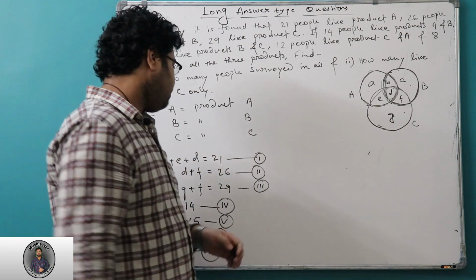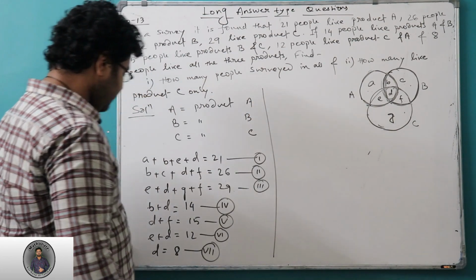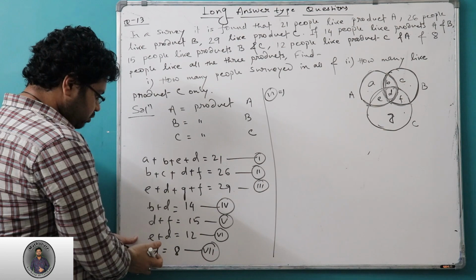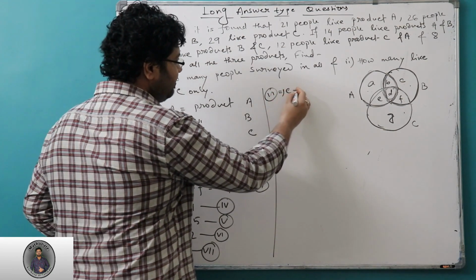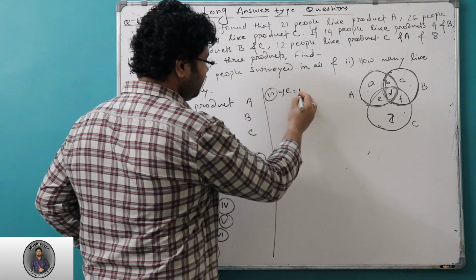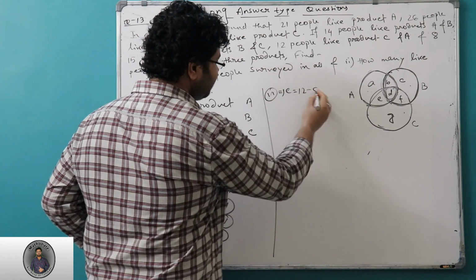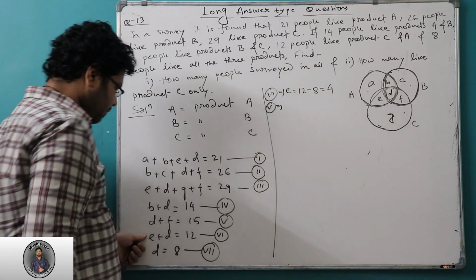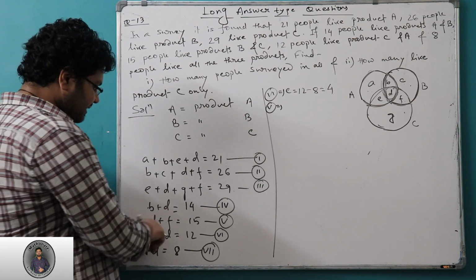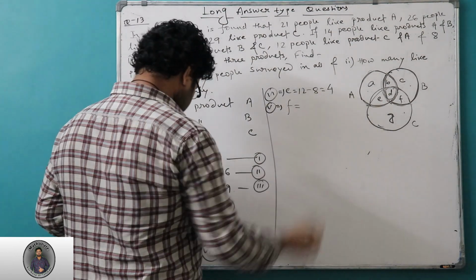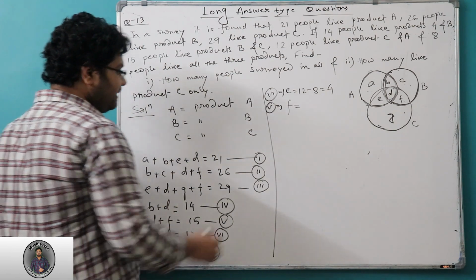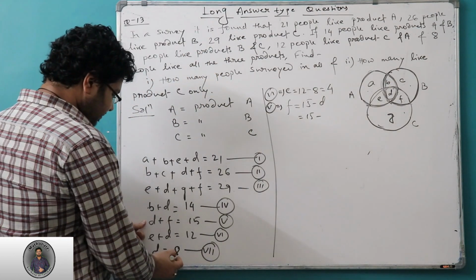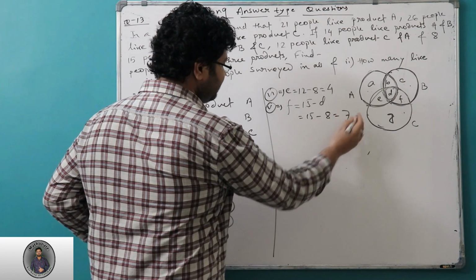How? From equation 6 we can say, D we know, so we can easily find out E, and E will be 12 minus D, and D is 8, so it will be 12 minus 8, that is 4. Now from equation 5 we can say D plus F is given, that is 15. F equals 15 minus D, and D is given, that is 8, so it will be 7.